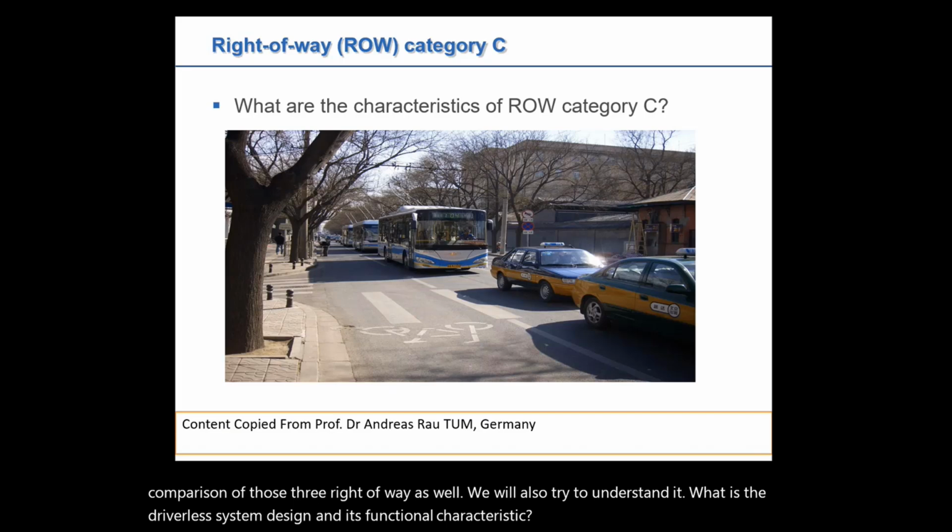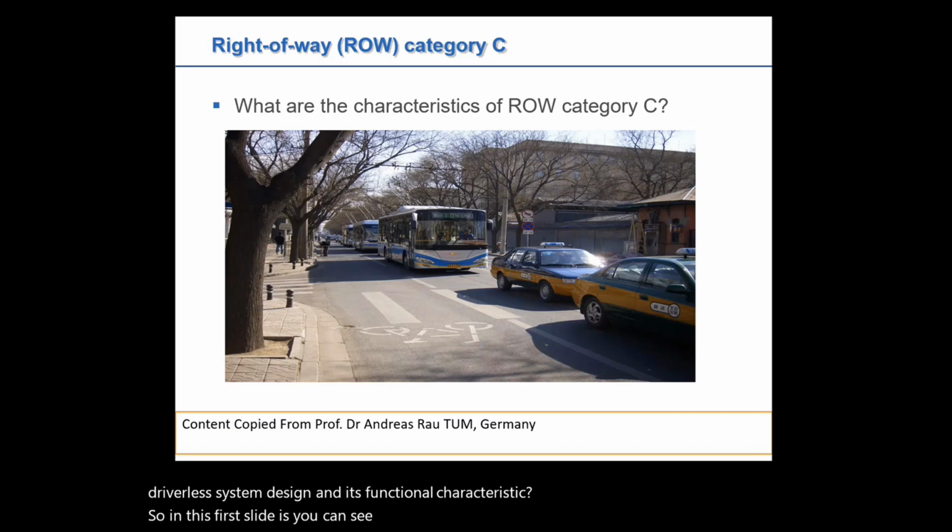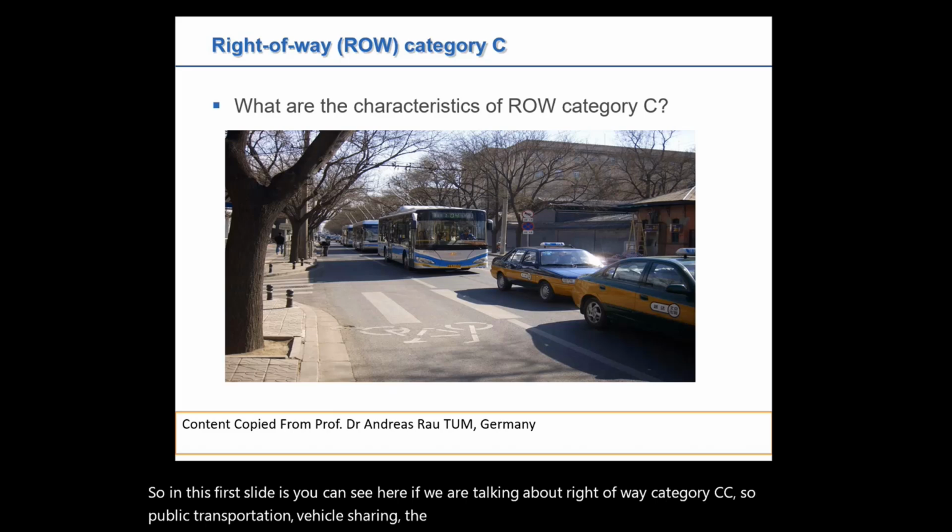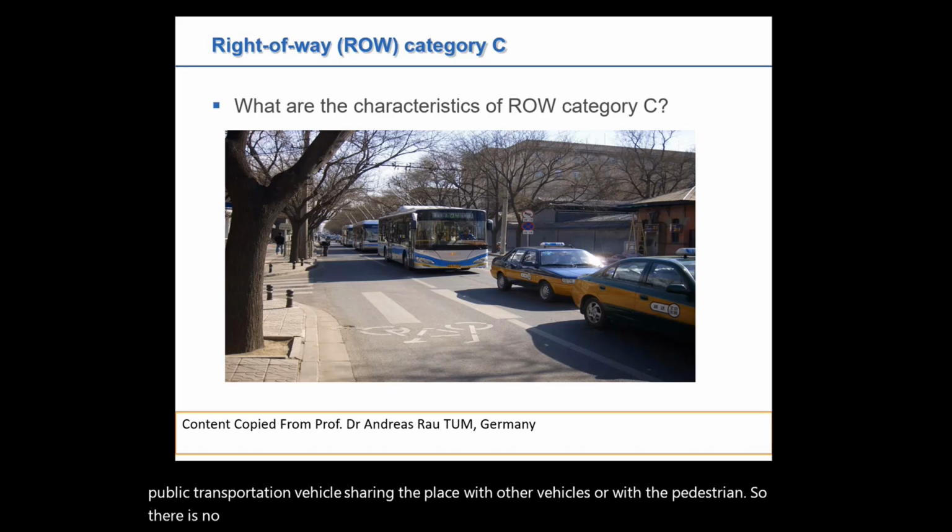In this first slide, you can see that if we are talking about right of way category C, public transportation vehicles share the space with other vehicles or with pedestrians. So there is no physical separation from other traffic. Right of way category C includes special lanes for buses and streetcars only indicated with pavement marking, signs or signals.